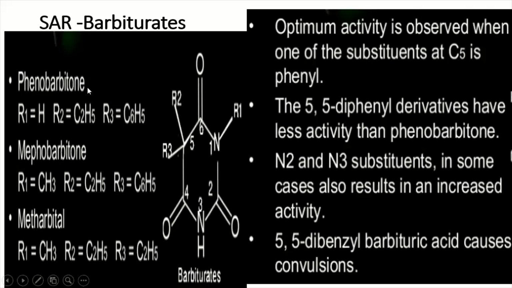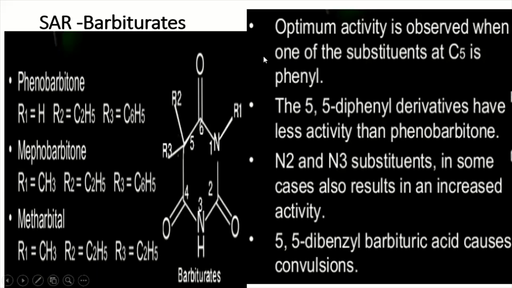You can see here, this is the structure of phenobarbitone. In phenobarbitone, the R1 portion is a hydrogen atom, whereas R2 consists of the ethyl group, and the R3 portion consists of the phenyl group. Then mephobarbitone. In mephobarbitone, the R1 position consists of a methyl group, and the R2 and R3 portions consist of one ethyl and one phenyl group. So we'll come to the structures in the later slides.